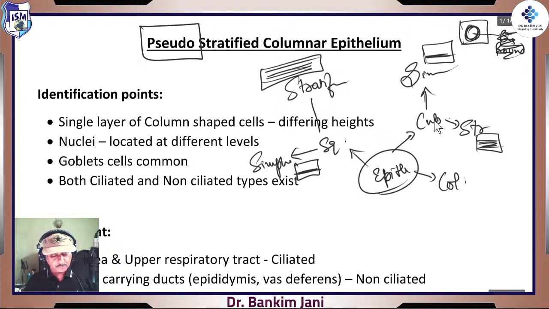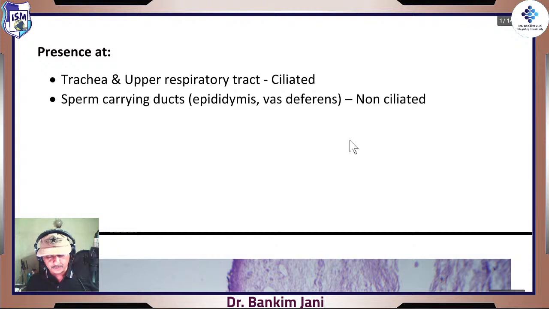So pseudostratified. In this, our purpose is differing heights. That's the idea, differing heights. So nuclei will be located at different levels. Goblet cells are common, and both ciliated and non-ciliated types exist. All right, in case of pseudostratified, these are the points, because the rest of the things we have understood. Okay, where do we expect to see it?